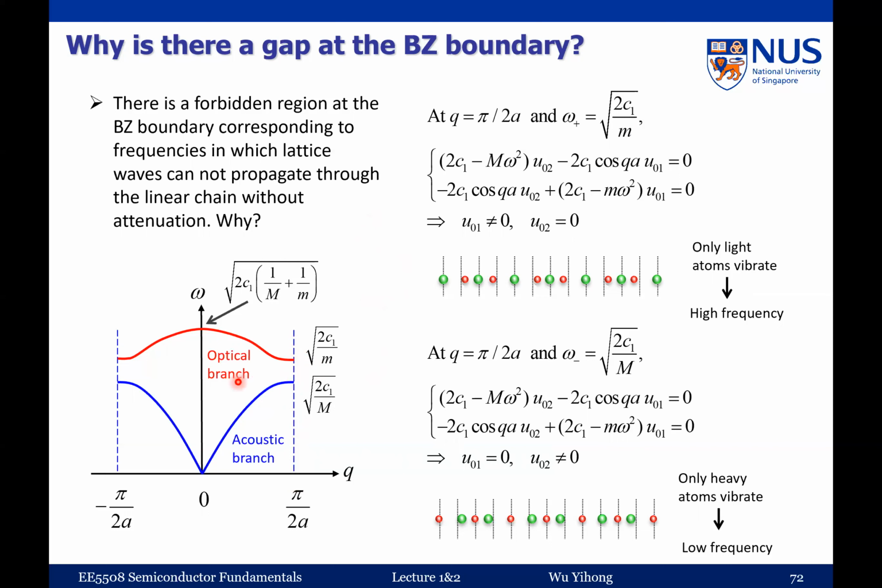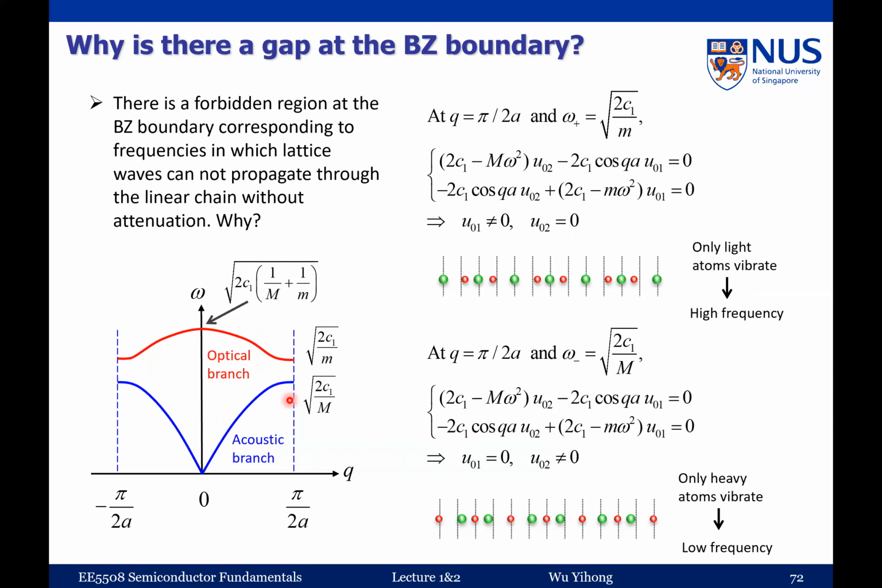We have a gap opening. This means that vibration with a frequency within this range is unsustainable. So this means it's forbidden, right? Prohibited in the crystal. You don't have that kind of vibration with a frequency in this region. Of course you have vibration with a frequency within this region, from here to here, and after that there's a gap corresponding to this one, and then from this onwards you have the vibration again, right?